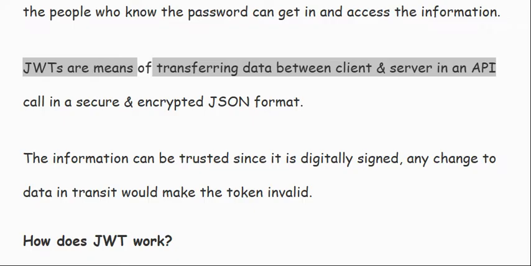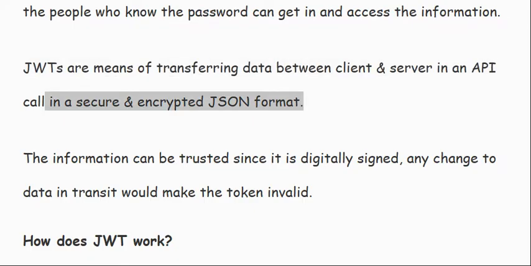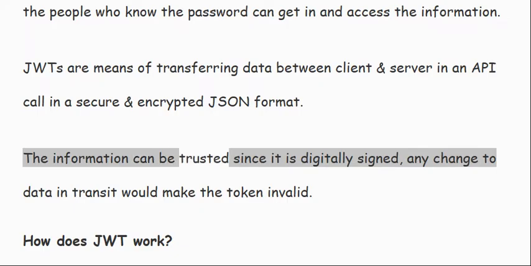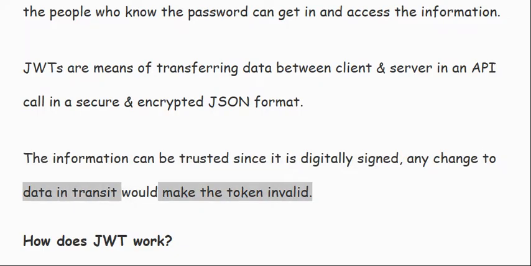JWTs are a means of transferring data between client and server in an API call in a secure and encrypted JSON format. The information can be trusted since it is digitally signed. Any change to data in transit would make the token invalid.